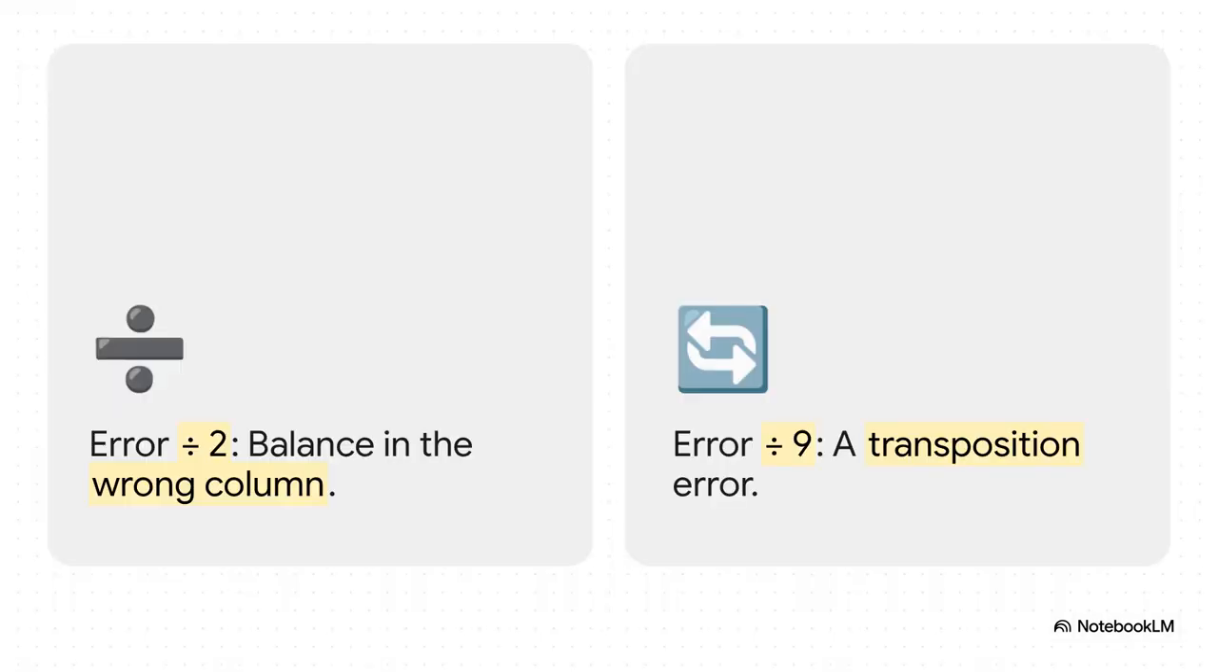Let's break down why these specific division rules are such massive time savers for your exam. Dividing the error by 2 spots a balance that was accidentally shoved into the wrong column. Think about the logic. If you were supposed to record a 100 peso debit, but you accidentally put it in the credit column, your totals are now off by 200 pesos. You divide that 200 by 2, and boom, you found your 100 peso mistake. On the flip side, dividing by 9 reveals a very different, very specific type of data entry mistake.